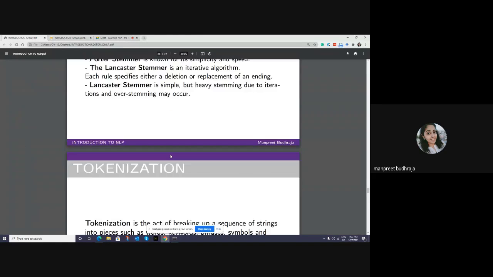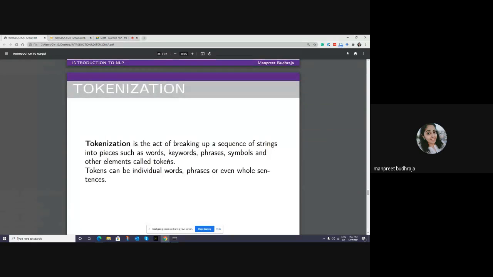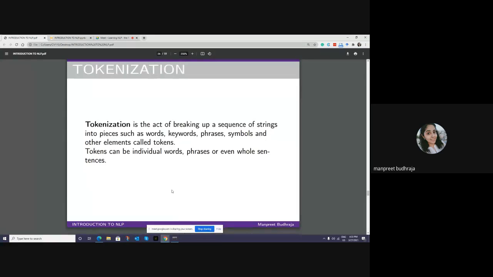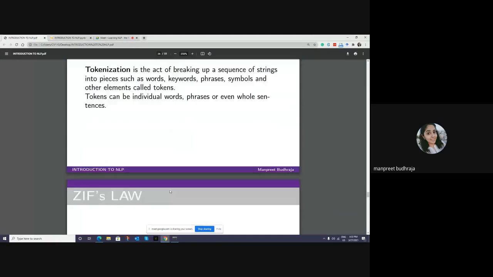Okay. We read about tokenization. It's actually breaking up your sequence of strings into pieces, words, keywords, and phrases into small tokens so that you can use them in your modeling and stuff.